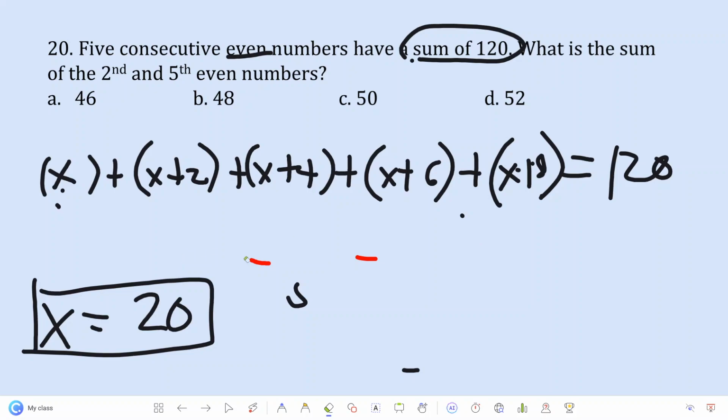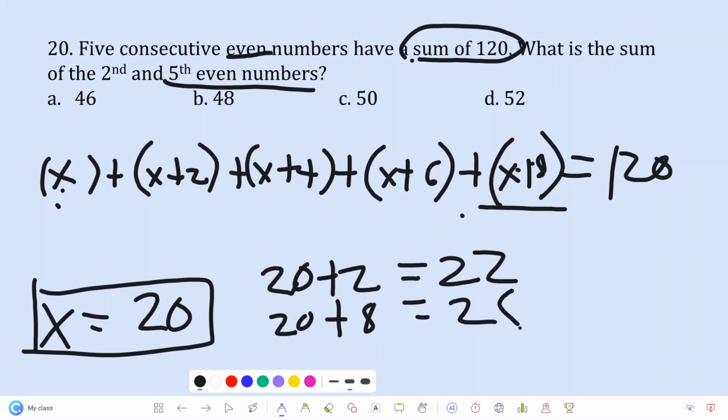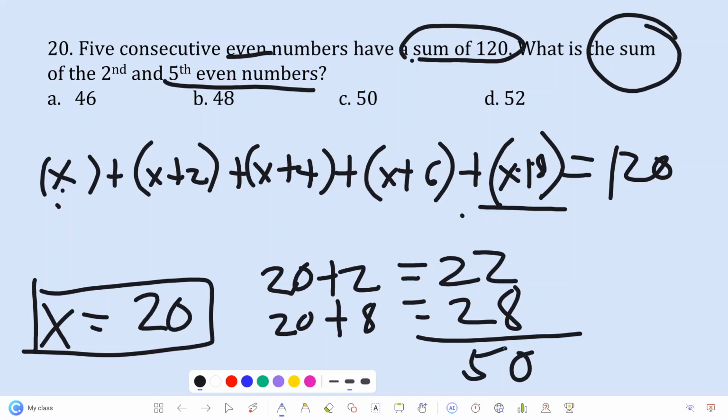So, ano sabi natin kanina? Alin yung second dito? Ang second is x plus 2. So, 20 plus 2 is equal to 22. At ang isa naman ay fifth even number. So, alin ba yung fifth? Ito, x plus 8. So, 20 plus 8 is equal to 28. Ngayon, ano hinahanap? Ang sum. So, you add 22 and 28 and you will get 50. So, 50 is the correct answer, which is letter C.